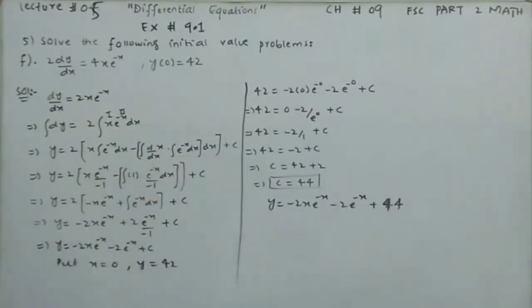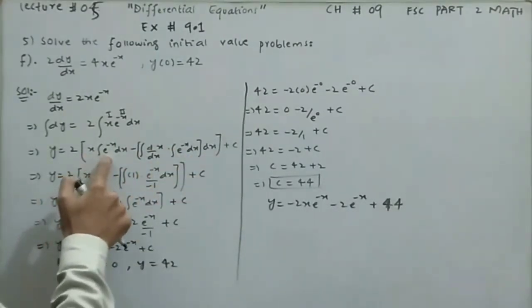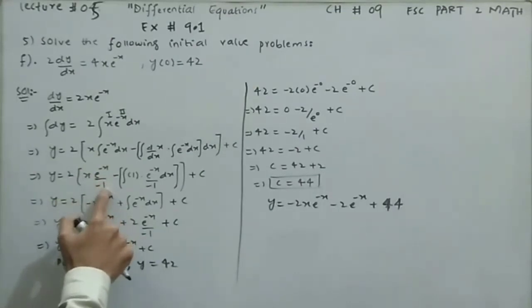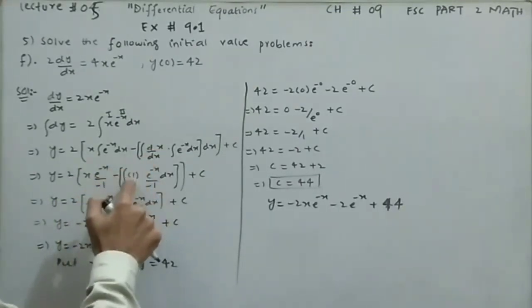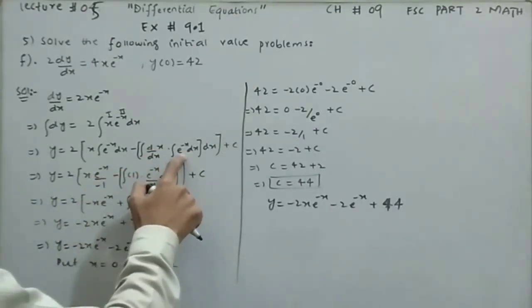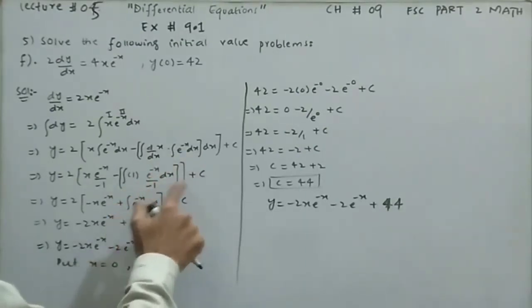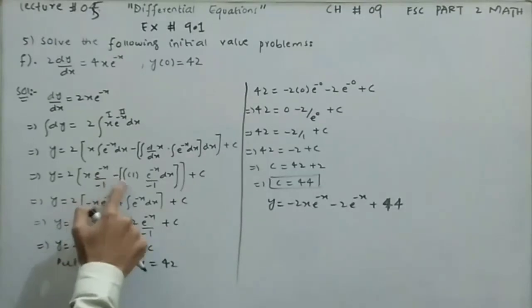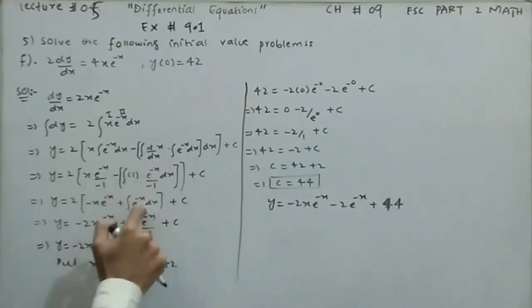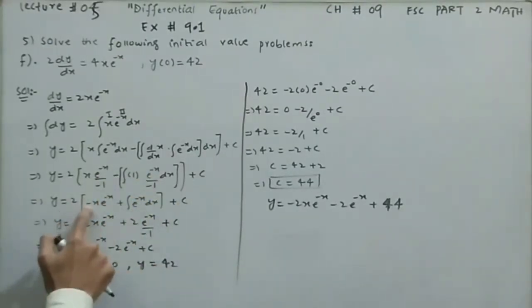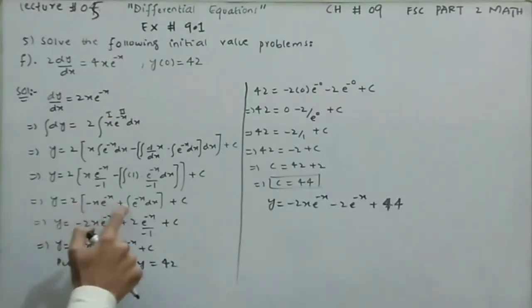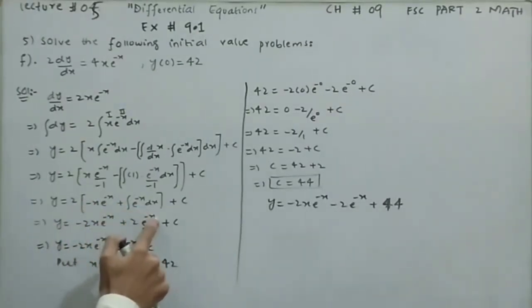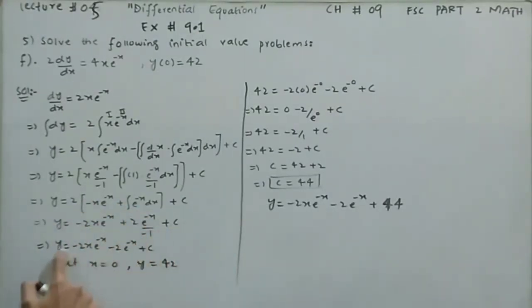plus the constant of integration. So the integral of x e power negative x is e power negative x over negative 1, minus the integral of the derivative of x, which is 1, times the integral of e power negative x, which is e power negative x over negative 1, plus constant c. So 2 times it becomes minus x e power negative x plus the integral of e power negative x dx plus c. So it becomes minus 2x e power negative x plus 2 times the integral of e power negative x, which is e power negative x over negative 1, plus c. So y equals minus 2x e power negative x minus 2 e power negative x plus c.